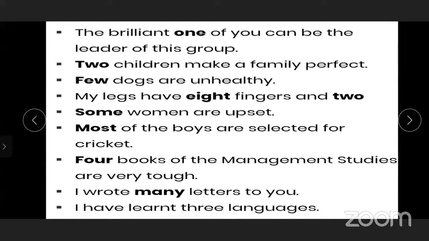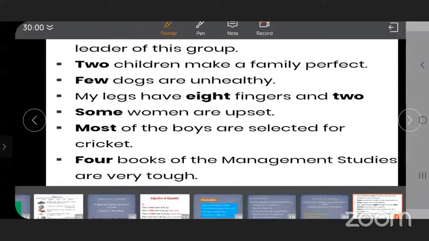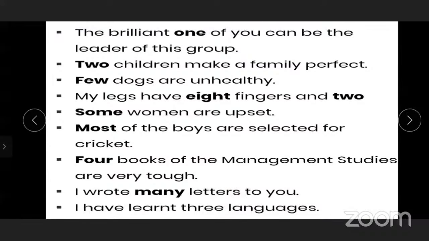Four books of the management studies are very tough. I have learned three languages. Yes, these words: one, two, eight, some, most, for, many. So these words are examples of adjective of number.